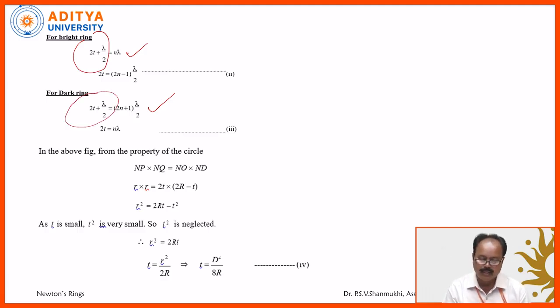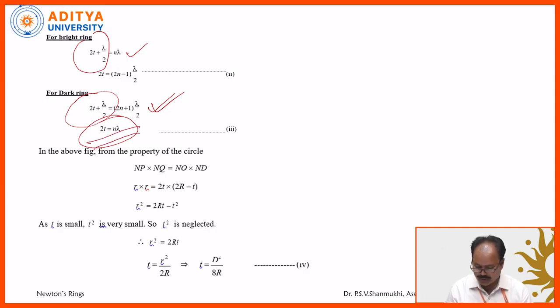Why? Because the bright and dark bands or rings are equally seen, but for our visualization, it seems there are only the dark rings on the bright background patch. That's why it is easy to count the dark rings, easy to observe the dark rings. That's why let us take the darkness condition. It is actually 2t plus lambda by 2, equal to (n plus 1/2) lambda, or 2t is equal to n lambda we get. So, keep this one aside.